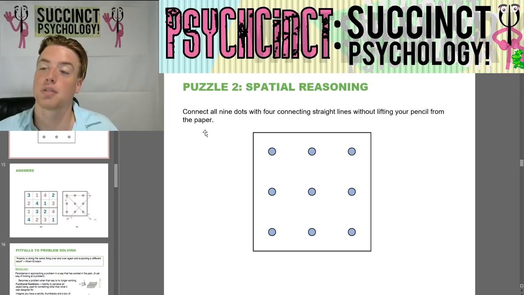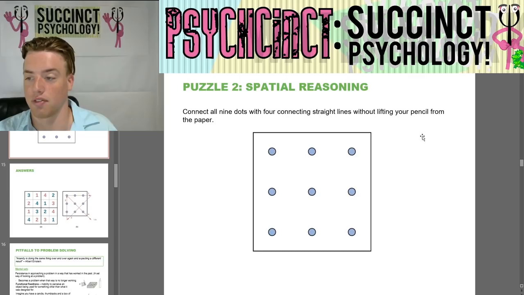So puzzle two, spatial reasoning. Connect all nine dots with four connecting straight lines without lifting your pencil from the paper. So you need to make four straight lines and connect all the dots. So that's using your spatial reasoning.